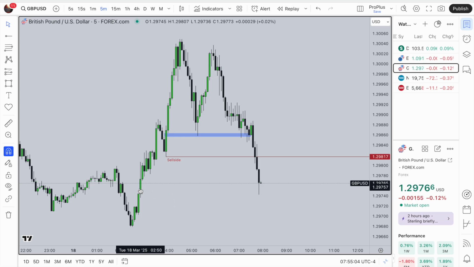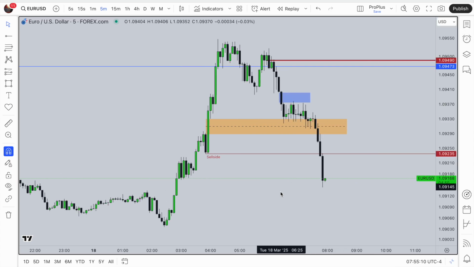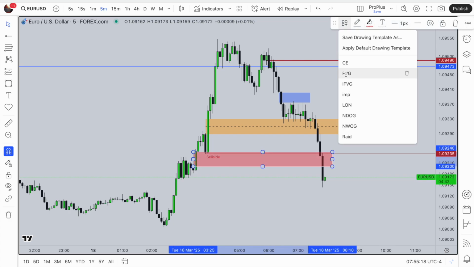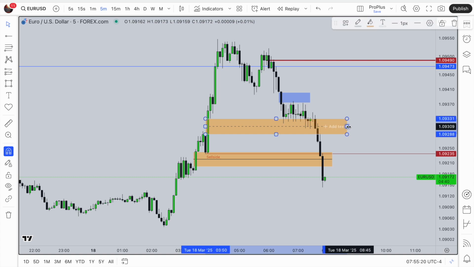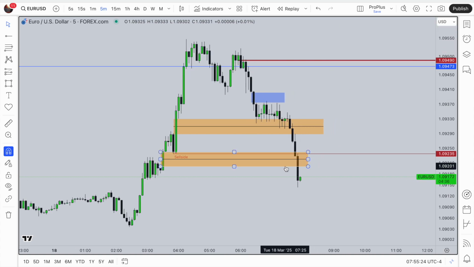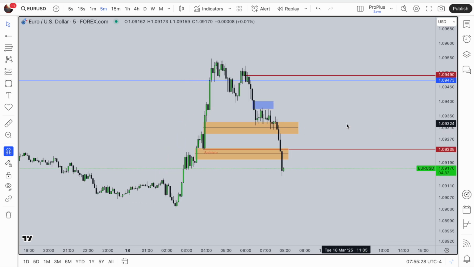Pound. BISI here, BISI here. But yeah, if it wants to continue lower, then here would have to be inverted. I'll make that inverted like that. But yeah, that was my drawn liquidity, just that sell side here. So now I've just got to be patient and wait for another setup to happen.